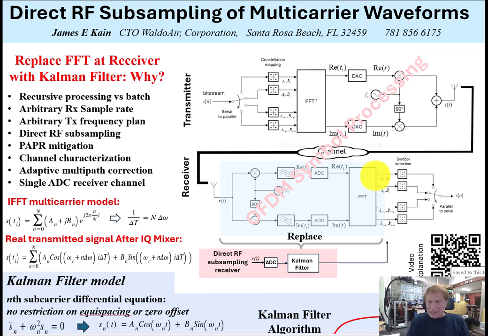Although ADCs have increased in sampling capability by over 1,000 times in the last 25 years, the receiver's sampling must occur at the signal bandwidth because of the FFT. So, for a 20 megahertz information bandwidth, the FFT must process samples at 20 megahertz, even though available chips can sample 1,000 times faster.